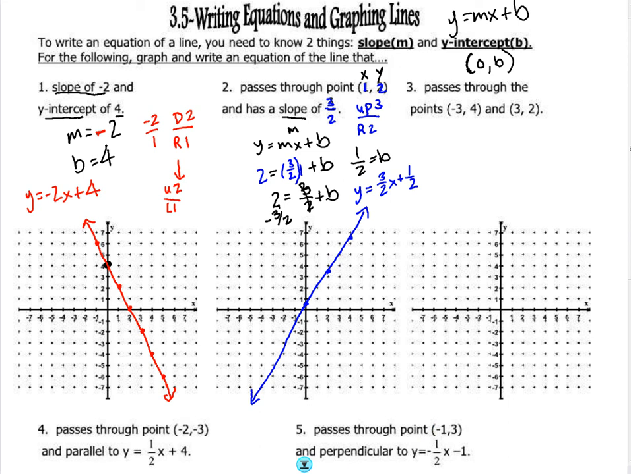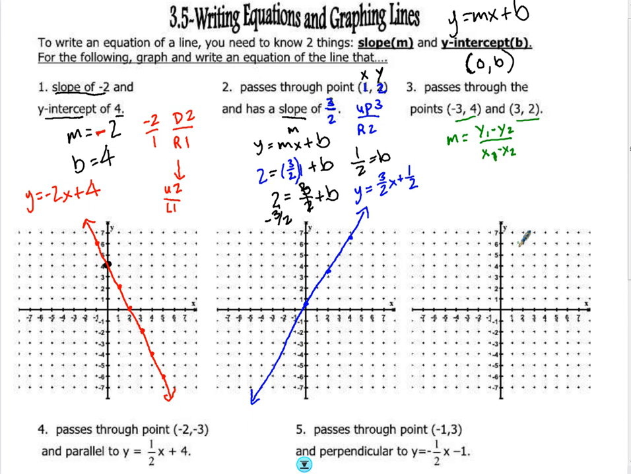Number 3 is a little bit more difficult because we're given only points on the line. So what I'm going to have to do is use those points to first find my slope, because slope is equal to the change in the y's over the change in the x's. Then I'm going to use that slope and a point to find the y-intercept.